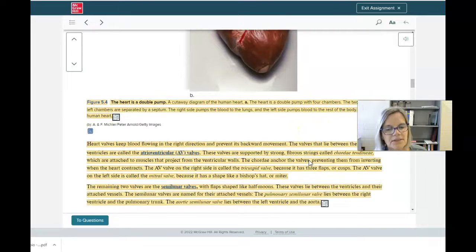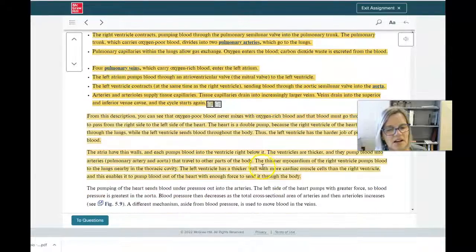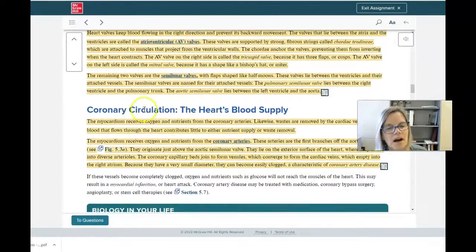Let's see, what else do we have there? Okay. So the last thing I wanted to talk, or no, not the last thing. I want to mention the concept of the coronary circulation.